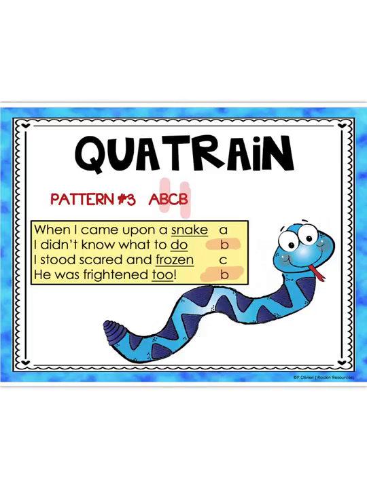So this poem says, when I came upon a snake, I didn't know what to do. I stood scared and frozen. He was frightened too. So as you can see, nothing rhymes with the last word on the first line, and nothing rhymes with the last word on the third line. The only words that rhyme are do and too. This is the ABCB pattern, where it only has 2 lines rhyming.